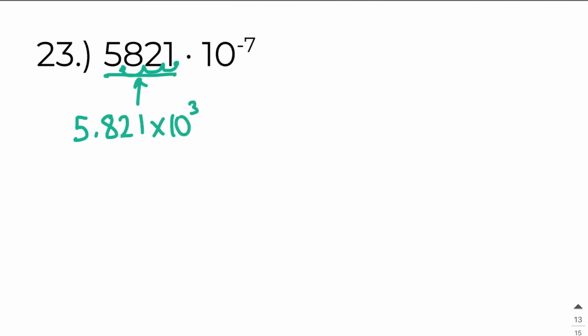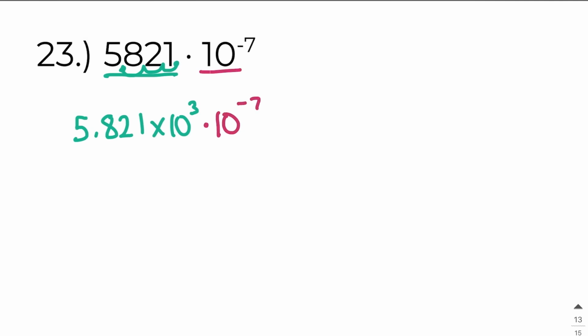All right, in our next example here, we have 5,821. I want to rewrite that in scientific notation. So our decimal place is right here. Move this over 1, 2, 3. So this is 5.821. I multiplied it by 3 tens to get this 5,821. But I still have this times 10 to the power of negative 7.